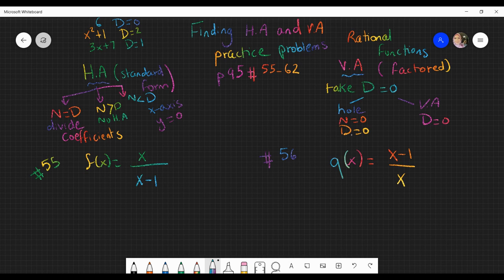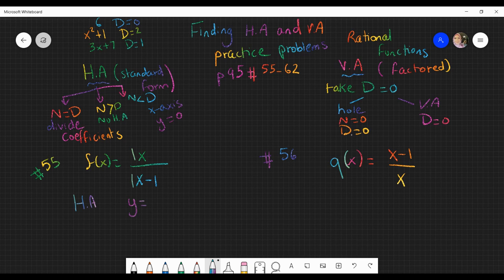So let's start with number 55. f of x equals x divided by x minus 1. I look at the degree on the numerator and it's 1. Same degree on the denominator. So what I'm going to do, I'm going to divide those coefficients. So 1 divided by 1, and the horizontal asymptote will always be in the form y equals.